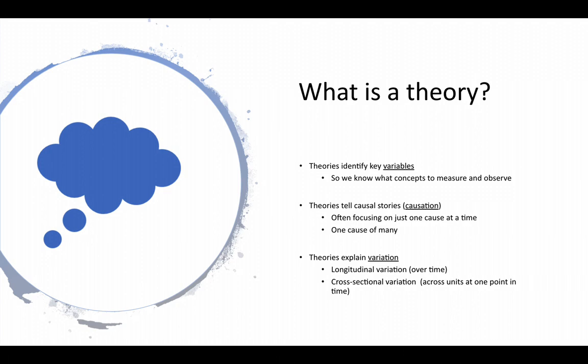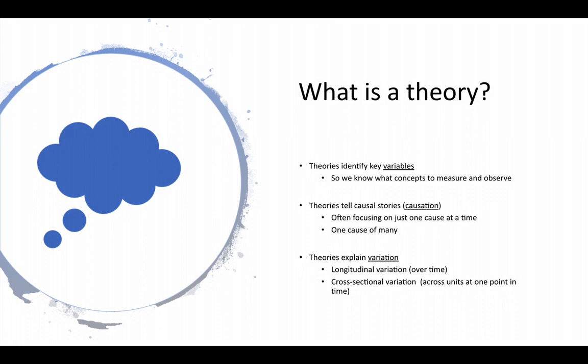So what is a theory? The theory identifies key variables. So here we want to understand the predictor or independent variables and the outcome, the dependent variable, all right? Or you can say a cause and effect. So theory tells the causal stories. Often we want to keep it simple and straightforward. So we focus on one factor that causes one effect.